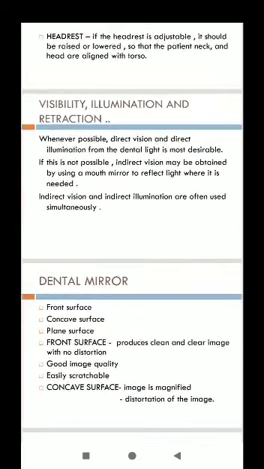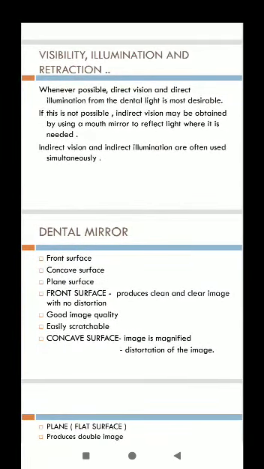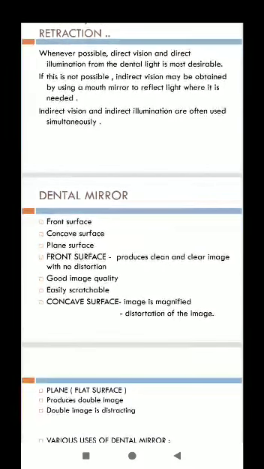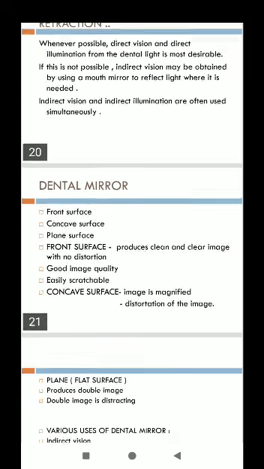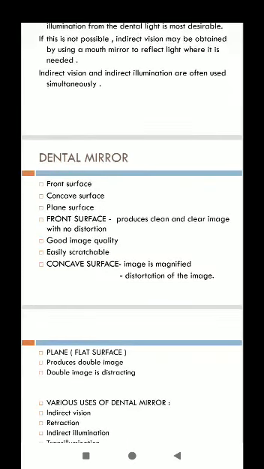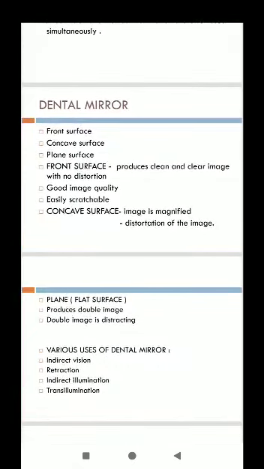Now coming to the mouth mirror. Mouth mirrors are differentiated into many types: front surface, concave surface, plane surface. Front surface produces clean and clear images with no distortion. Good image quality is recorded, but it is easily scratchable. Concave surface, the image is magnified and distortion of the image is noticed. And plane surface produces a double image.